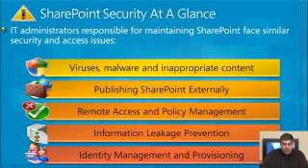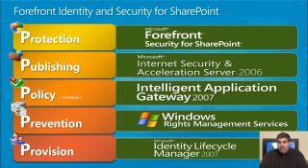So the quick way to think about this is really the 5 Ps: protection, publishing, policy, prevention, and provision. And for each of those 5 Ps, we actually have a solution in place. On the protection side, we offer Forefront Security for SharePoint. On the publishing side, we introduce Internet Security and Acceleration Server, known as ISA. On the policy side, to add on top of publishing, we have IAG, which is the Intelligent Application Gateway. On the prevention side, we introduce the Windows RMS, or Rights Management Services. And on the provision side, of course, ILM, the Identity Lifecycle Manager.